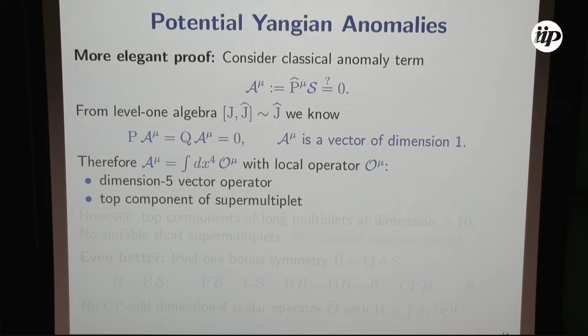And then you can look at whether such an object exists. Now, if you say A is translation invariant, then it's probably the integral of a local operator.